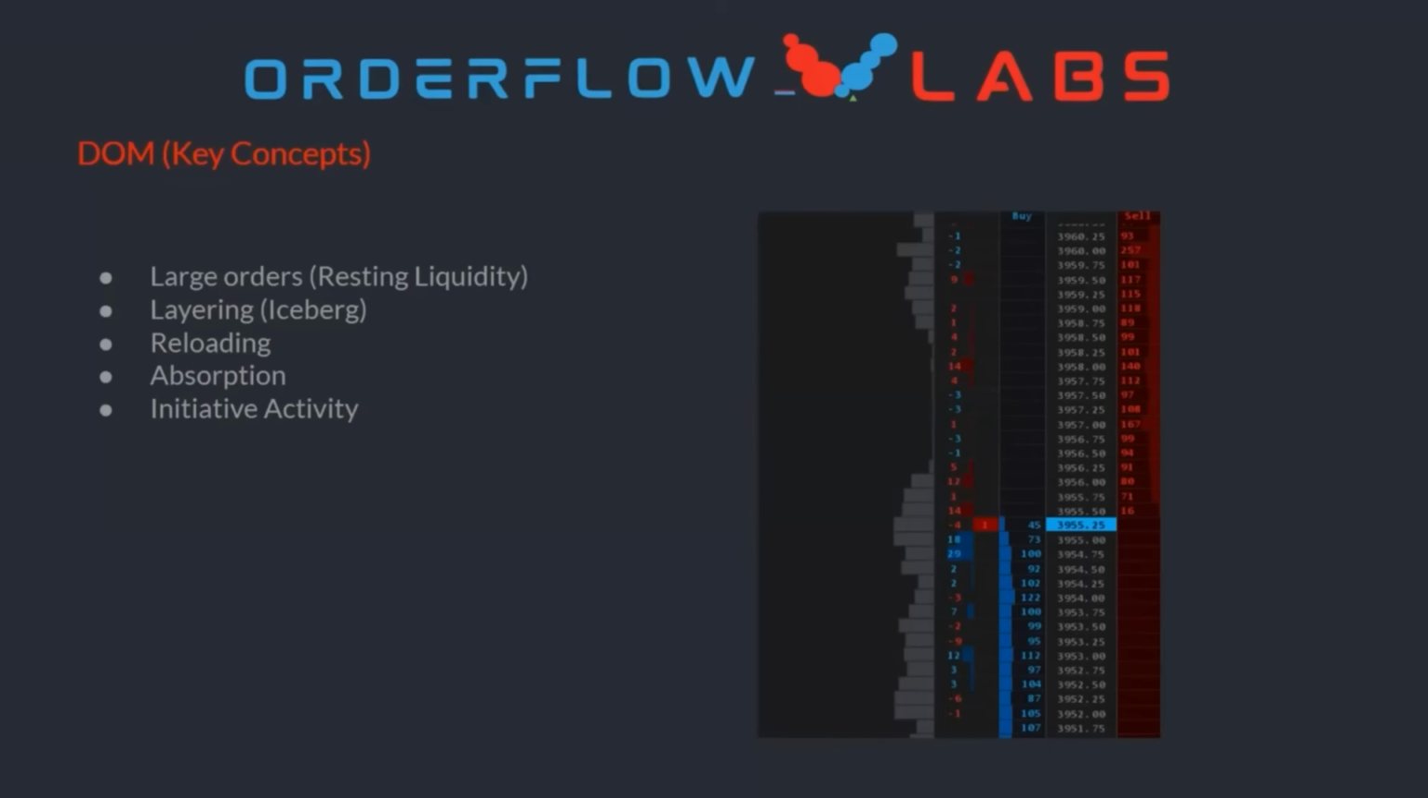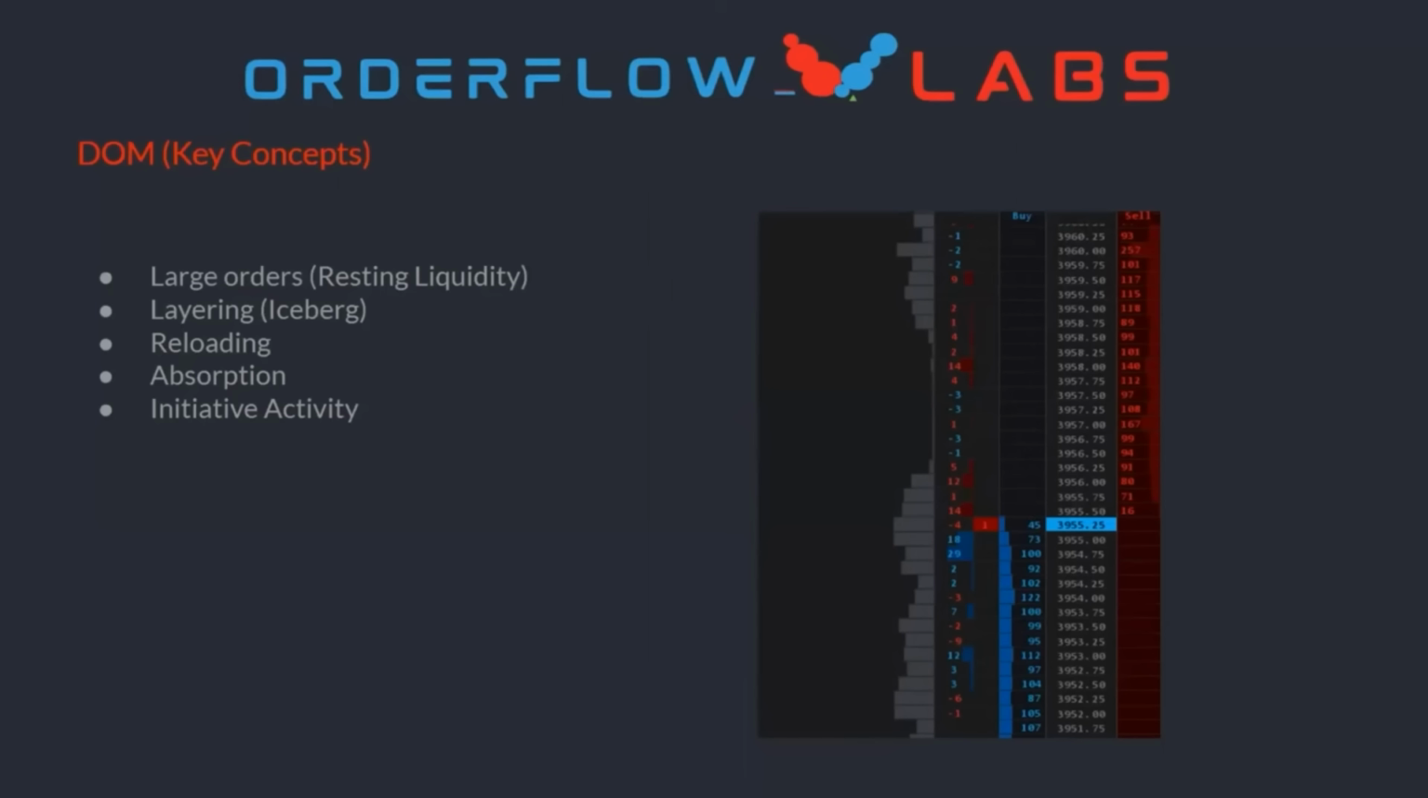Reloading is simply refreshing or refilling of one side of the bid or the offer with orders. So for instance, like this 102, this 100, if it comes down and fills this 100, it pushes up and that turns into another 100. That's refilling. It's resetting that zone. It's replacing and reloading that area.